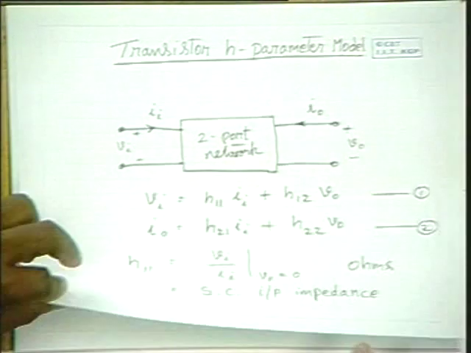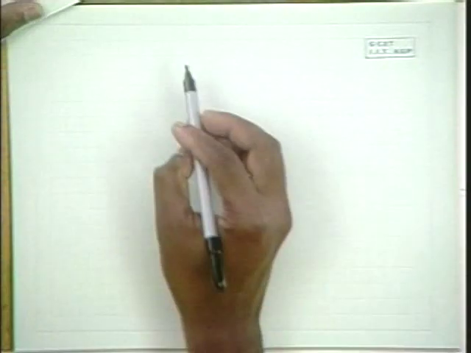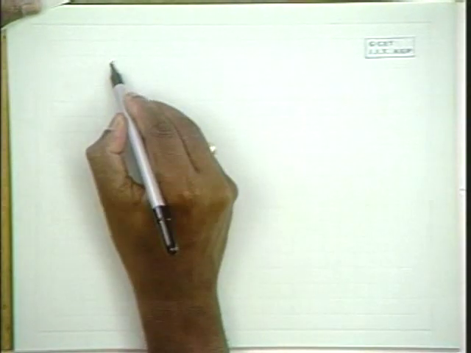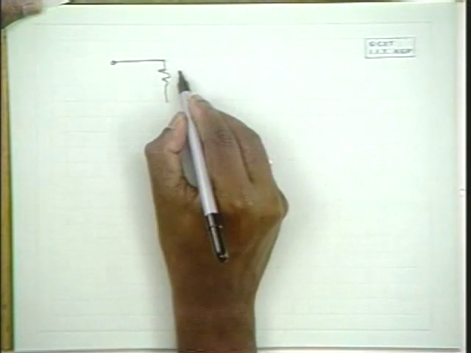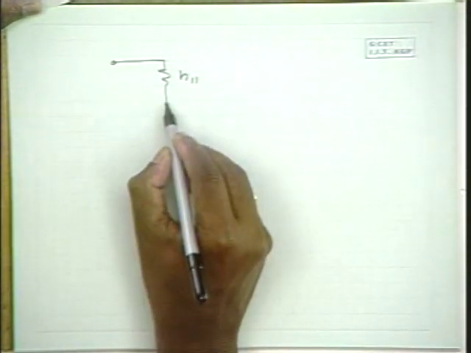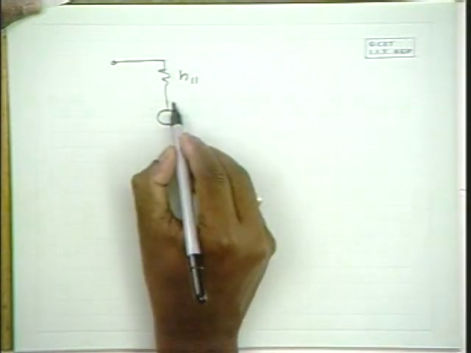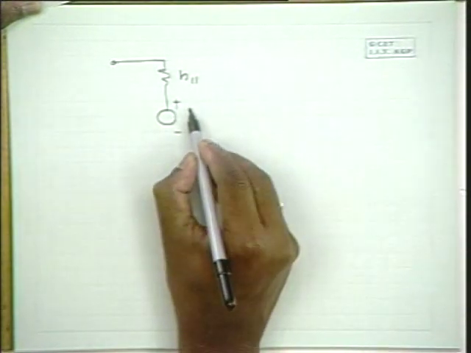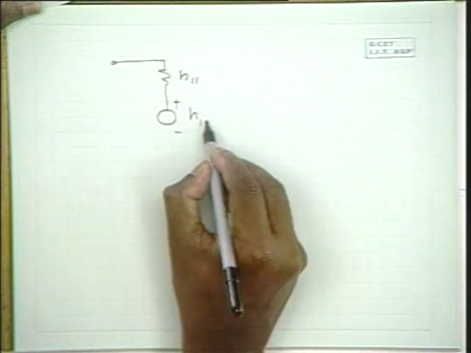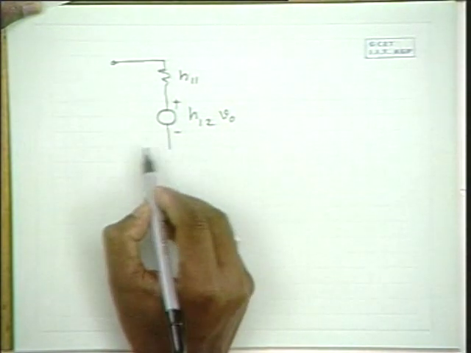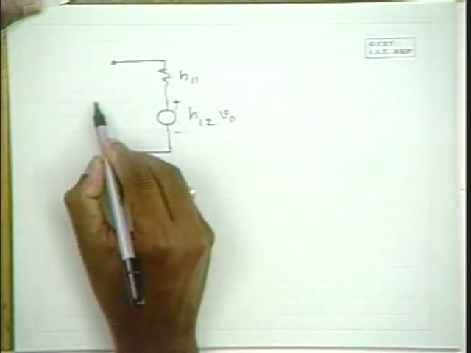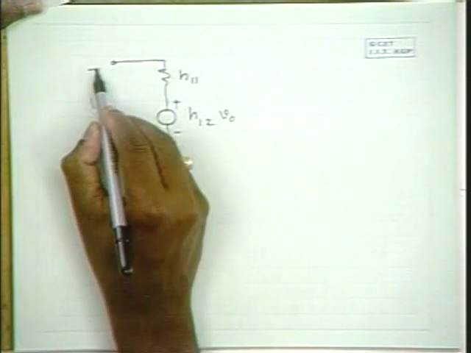Hence, between the input terminals you have a resistance whose value is equal to H11 and a voltage source whose value is H12 into V0. It is a voltage dependent voltage source. So this is equal to Vi.